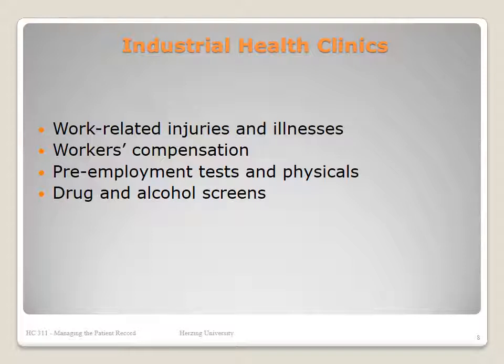New employees will also visit an industrial health clinic to receive a pre-employment physical exam if required. They can also take any required drug and alcohol tests through the industrial health clinic.